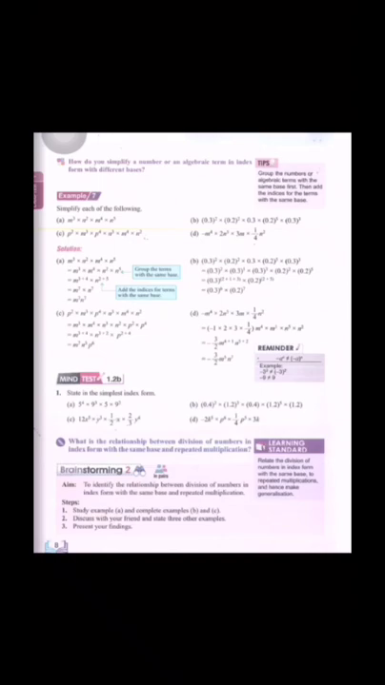Then 0.2 we have the power of 2 and the power of 5. So we just add, we will get 7. So the last answer 0.3 to the power of 6 times 0.2 to the power of 7.